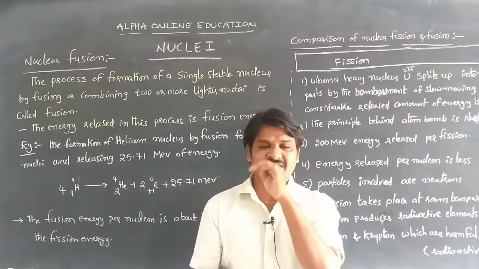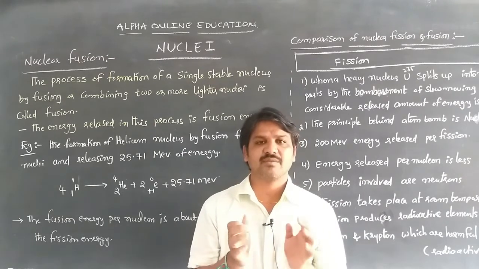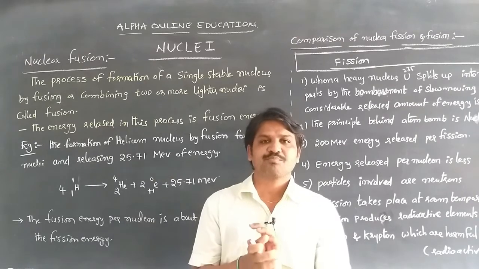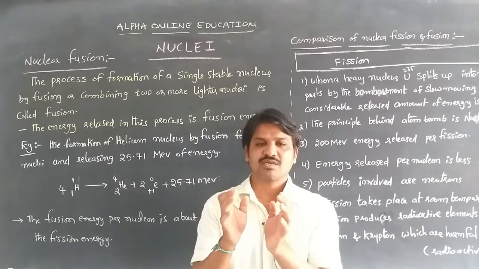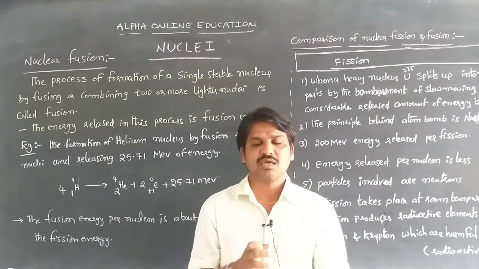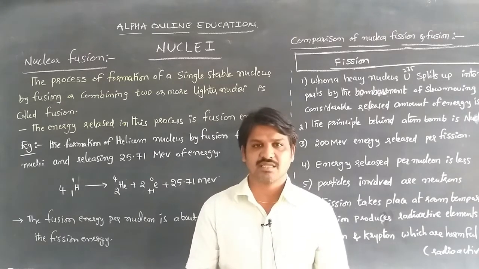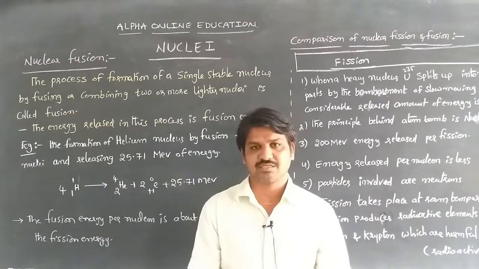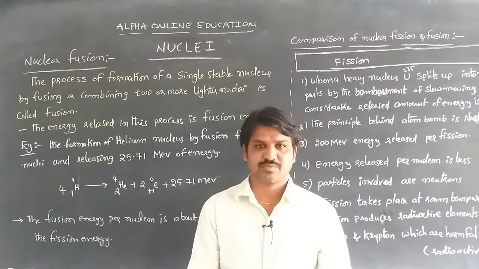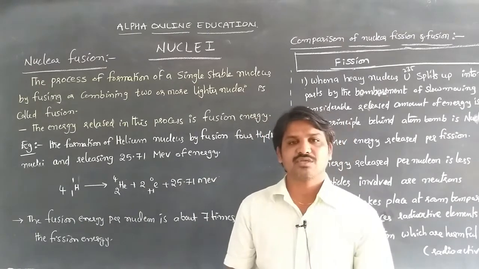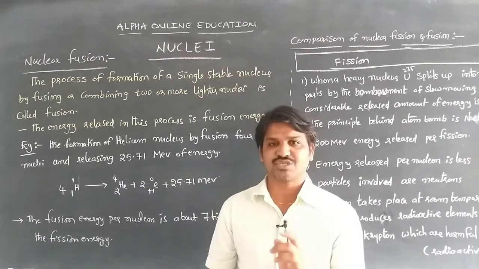So here we can consider that when a heavy nucleus splits into small-mass nuclei, the small-mass nuclei come to their stable state. In the nuclear fission process, the elements released when the nucleus splits into smaller masses are radioactive materials, which are harmful to the atmosphere and to everything. The next topic we are going to discuss is nuclear fusion.